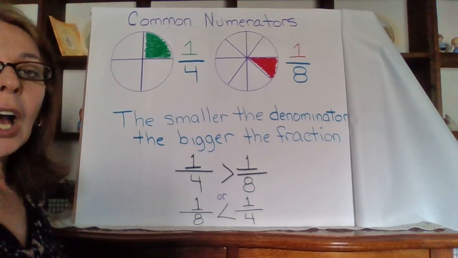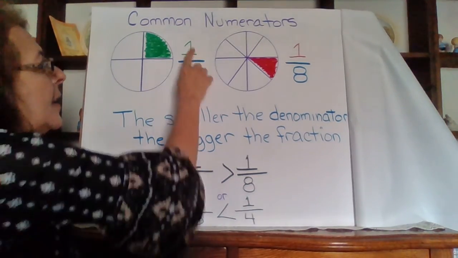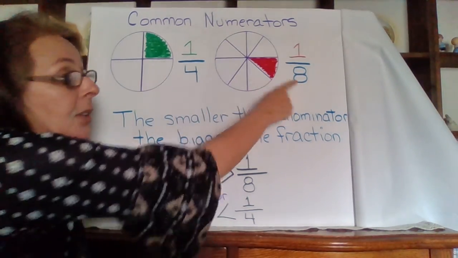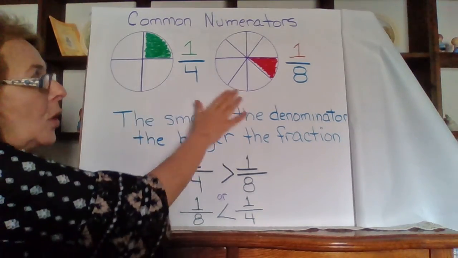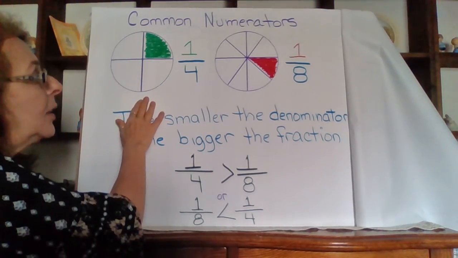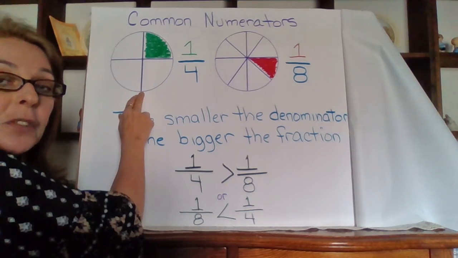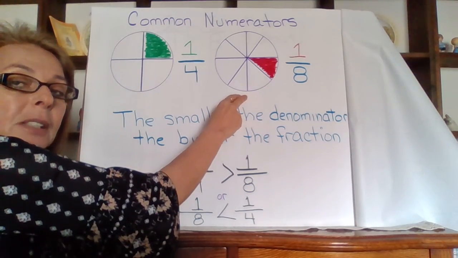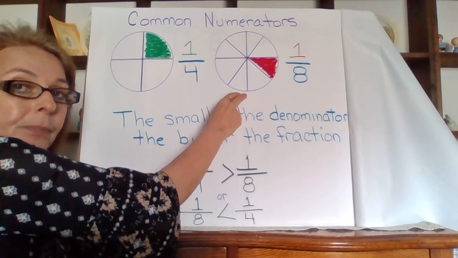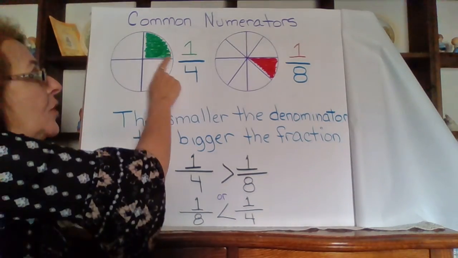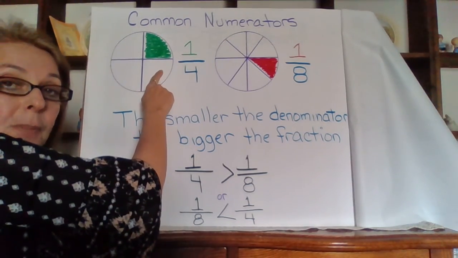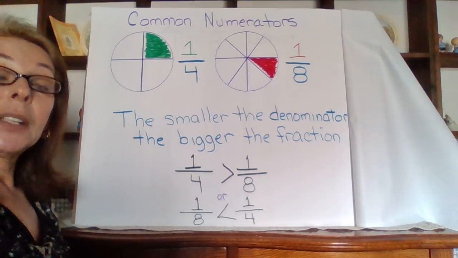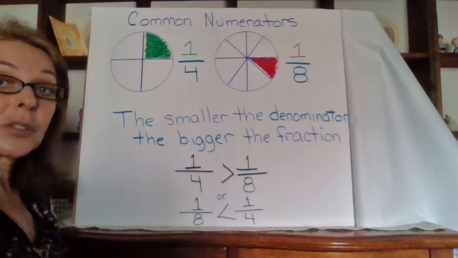So what about when we have common numerators? Notice in my models here, my common numerator is 1, but my denominators are different. Again, I've drawn 2 models. My first model, I've divided my model into 4 equal parts. And in my second model, I've divided my model into 8 equal parts. My numerator's the same. I've shaded in 1 out of 4 for this model. I've shaded in 1 out of 8 for this model. So can you tell me which fraction is the larger?